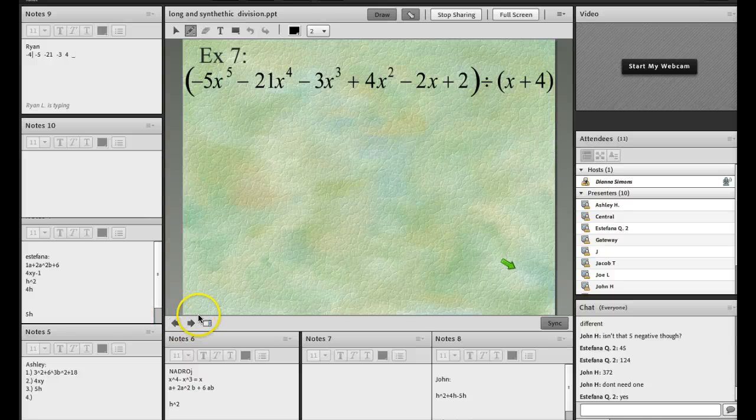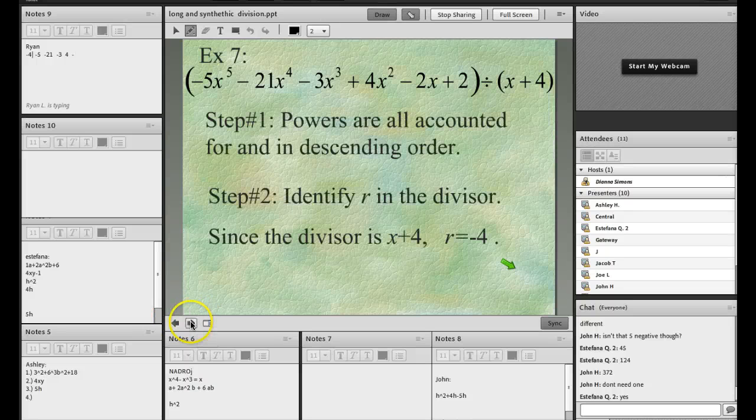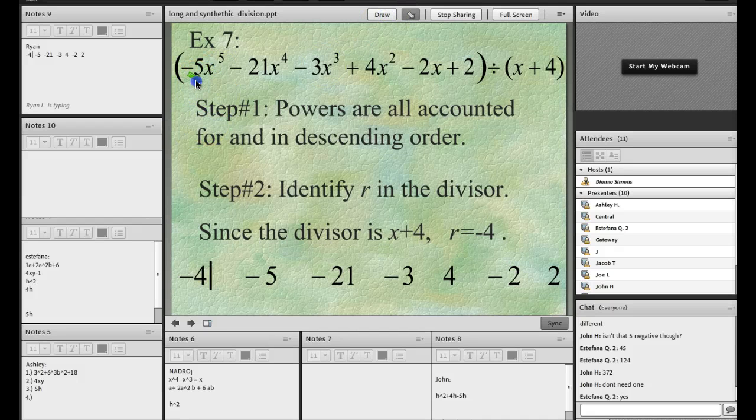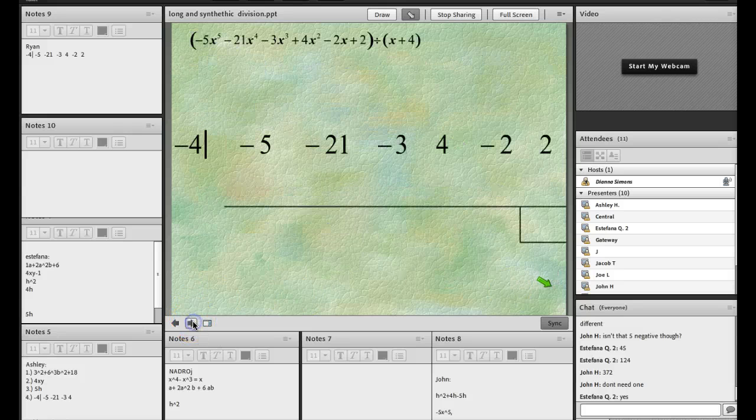Okay, I don't know that you can type this in here, but hopefully you have a piece of paper. That's how you set it up. Make sense? Each coefficient goes down here. We're going to use the opposite of whatever this number is. Make sense? So -4, -5, -21, -3, 4, -2, and 2. Got it? All right, now I want you guys to do the work. You can't write on here, but do the work on a piece of paper and see if you come up with the same answer.